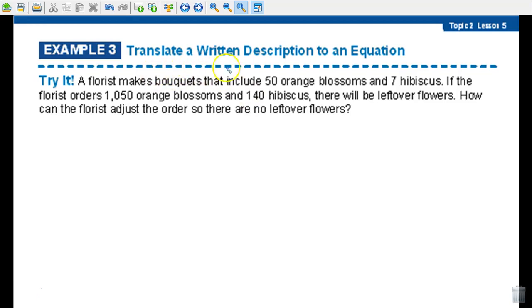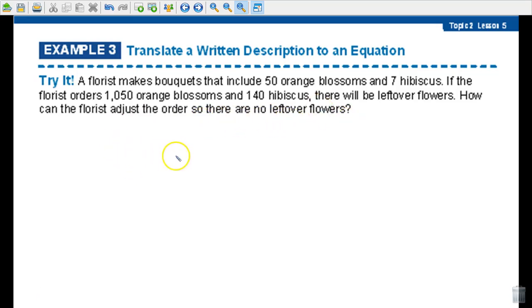Example 3, translate a written description to an equation. Try it. A florist makes bouquets that include 50 orange blossoms and 7 hibiscus. If the florist orders 1,050 orange blossoms and 140 hibiscus, there will be leftover flowers. How can the florist adjust the order so there are no leftover flowers?